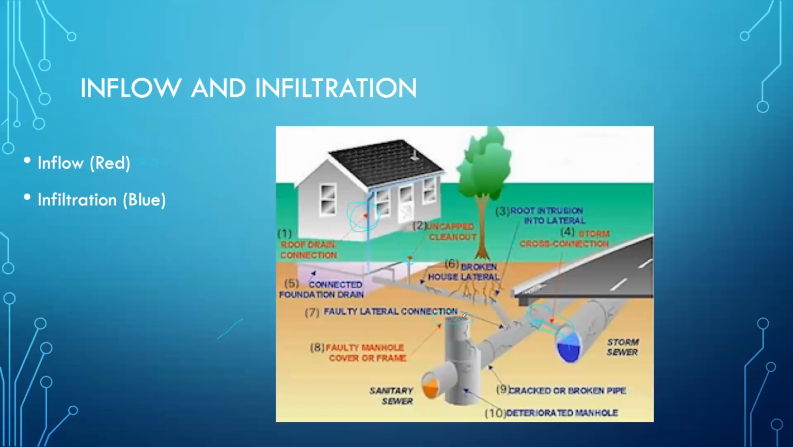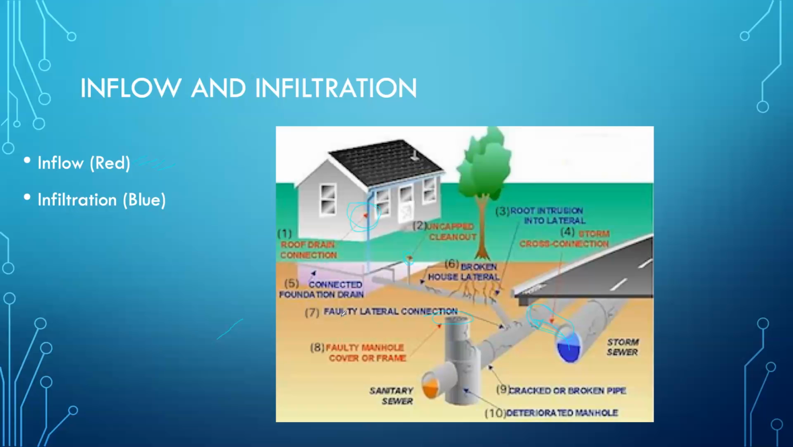A faulty manhole cover or frame. So if the manhole cover doesn't sit in the ring just so, it makes a pretty big gap and water can get in pretty easy. So there is another direct connection, and there's 4 of them in this picture.